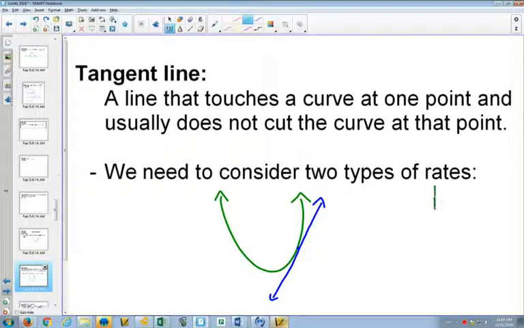Just so you can see an example, here is an x cubed graph right at 0, 0. The tangent at 0, 0 actually cuts through it. So it's kind of an interesting situation there.